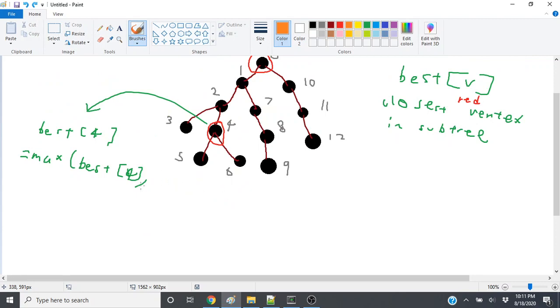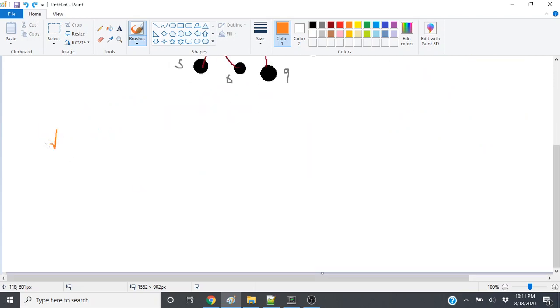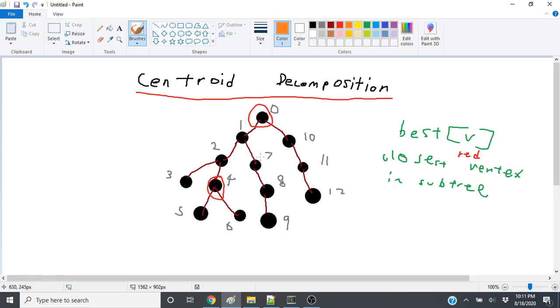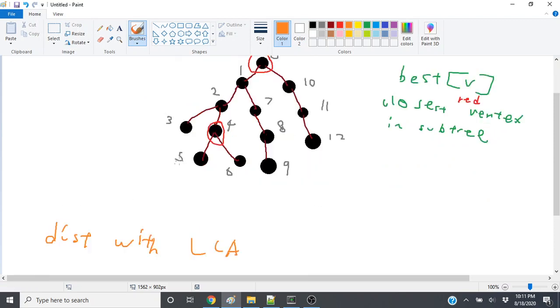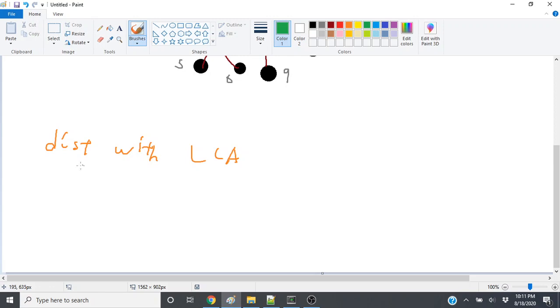So there's a way we can do this, and it's not really relevant to centroid decomposition. Basically, we can compute distance with LCA, which is the lowest common ancestor, and it's really not that important. All you have to know for this is that there's a way to efficiently compute it.